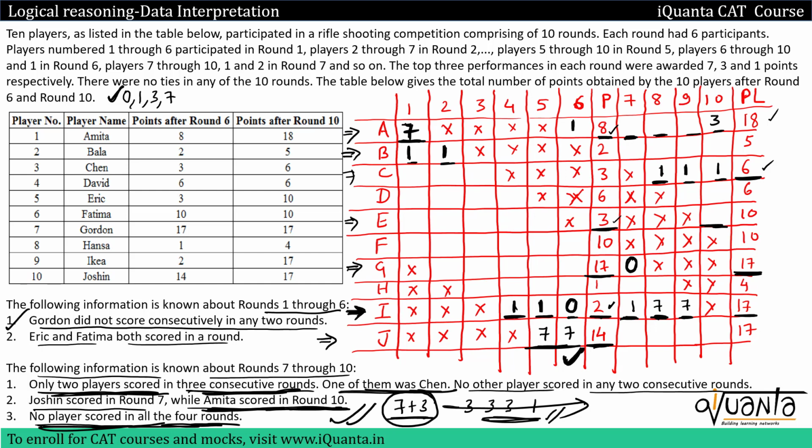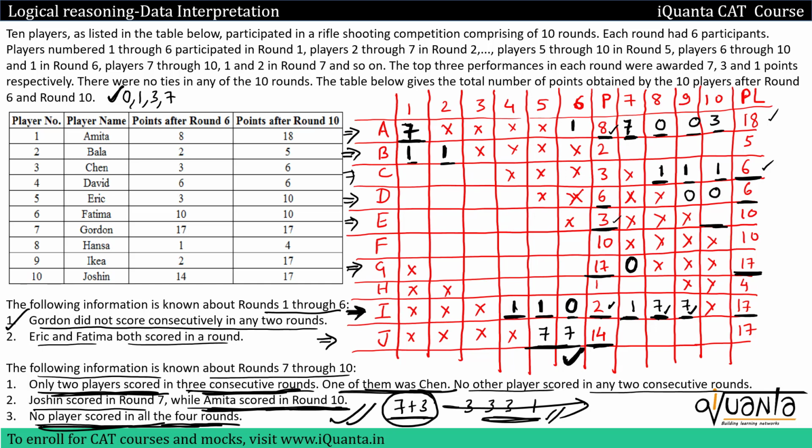Then Amita cannot score 7 in round 9, because we already have one person scoring 7 in round 9, which is I. I is scoring 7 in round 8 as well, so Amita cannot score 7 in round 8. So only round number 7 remains for Amita to score 7 points. So we'll put 7 over here, and 0, 0 over here. We are done with Amita. Then if we look at D, D was having 6 points till round 6 and again 6 points till round 10. So he will score 0, 0 over here.